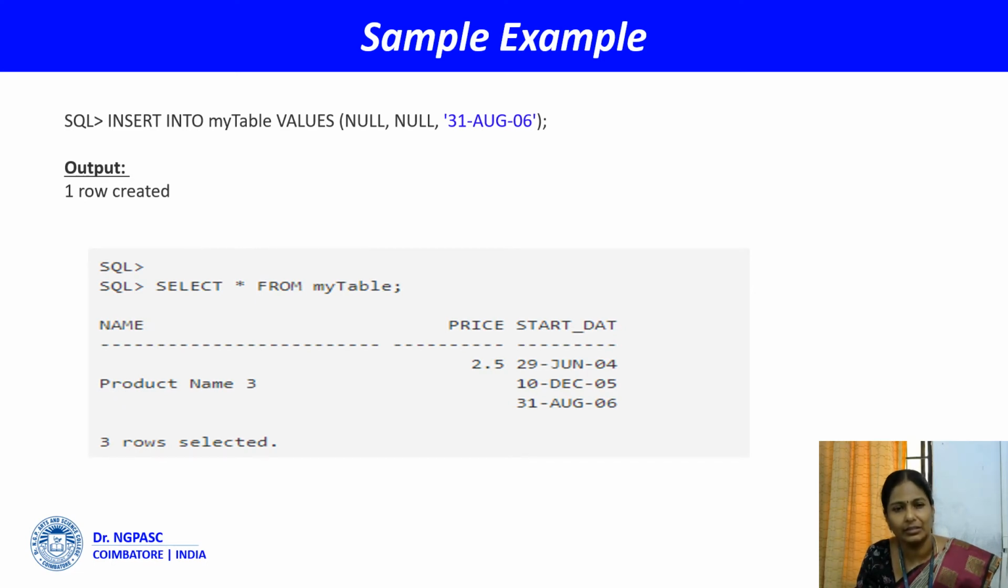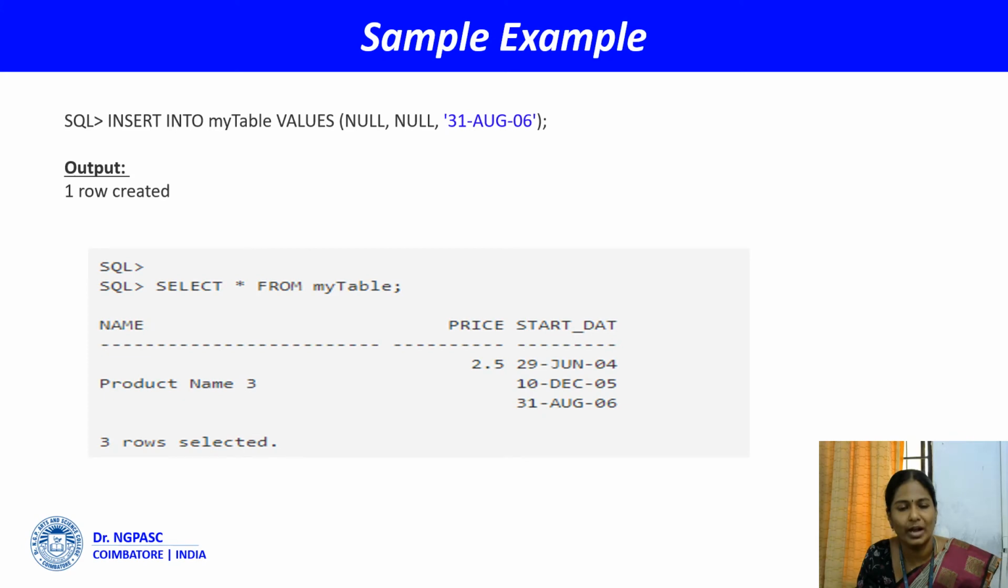After entering all the insert statements, if you want to select the particular records, you can do it by using the select statement only. The select query is select star from table name. After selecting the data, the same things you entered will be displayed on the screen.